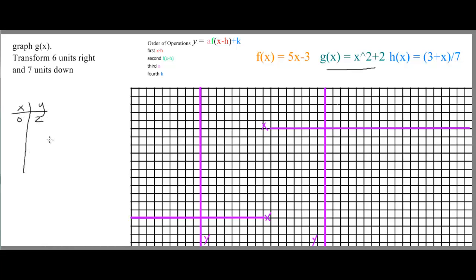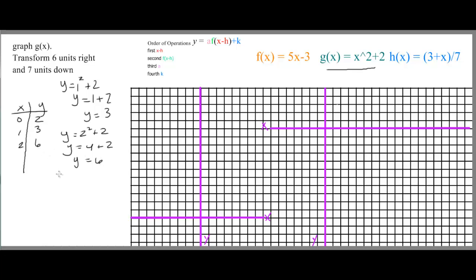Let's get a few more points. Let's plug in, how about 1? I like to just go in order. It makes it a little bit easier. Let's plug that into our equation. Y equals 1 squared plus 2, so y is going to be 3. Now let's plug in, how about 2? 2 squared plus 2, so y is 4 plus 2, so y is going to be 6.